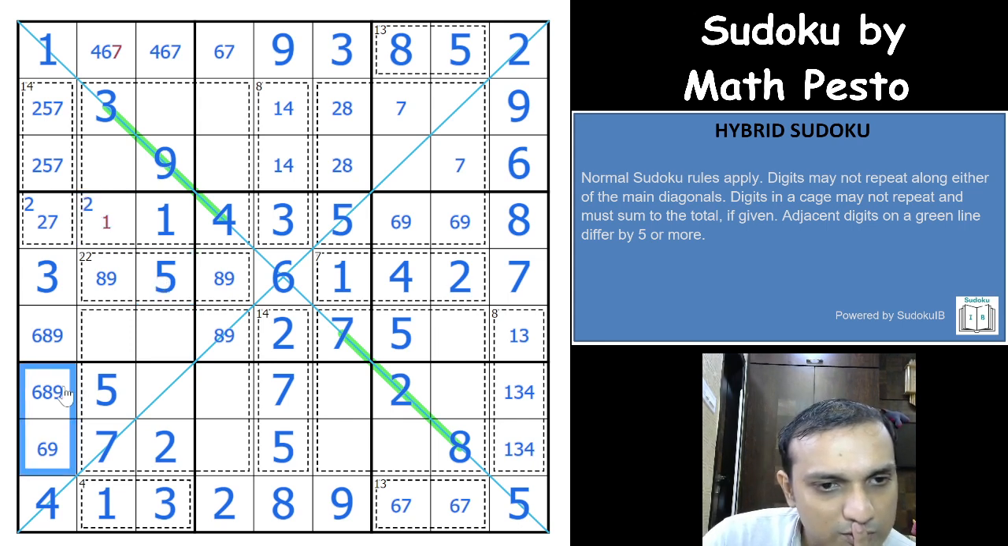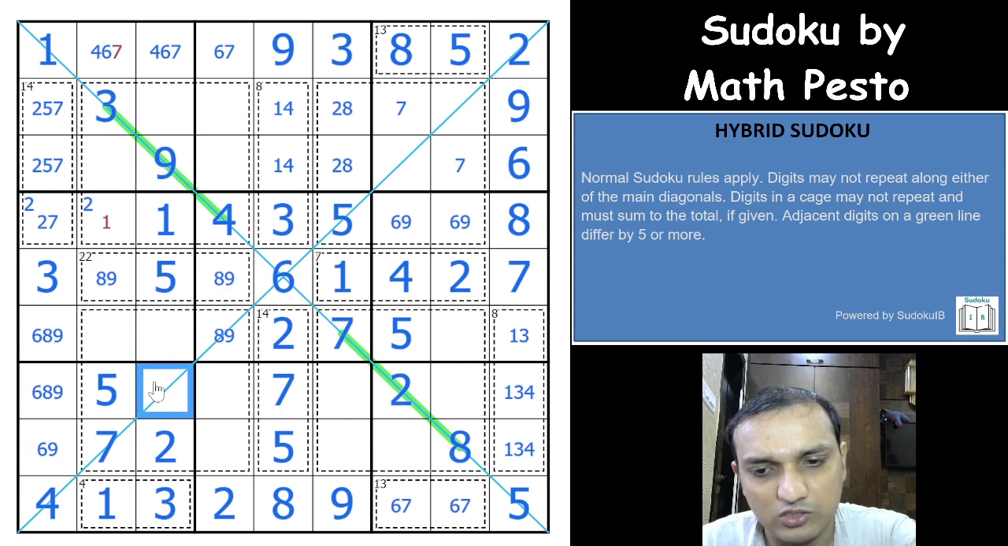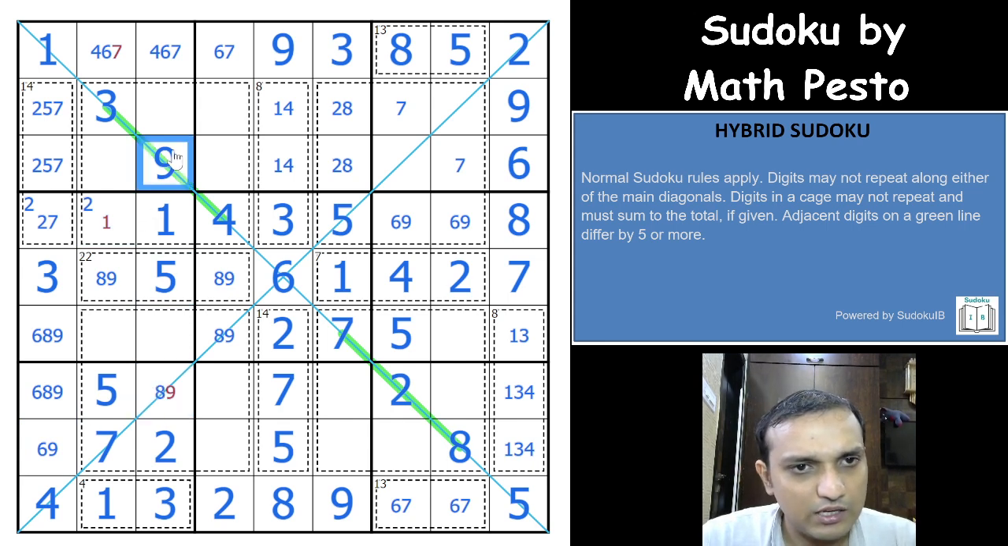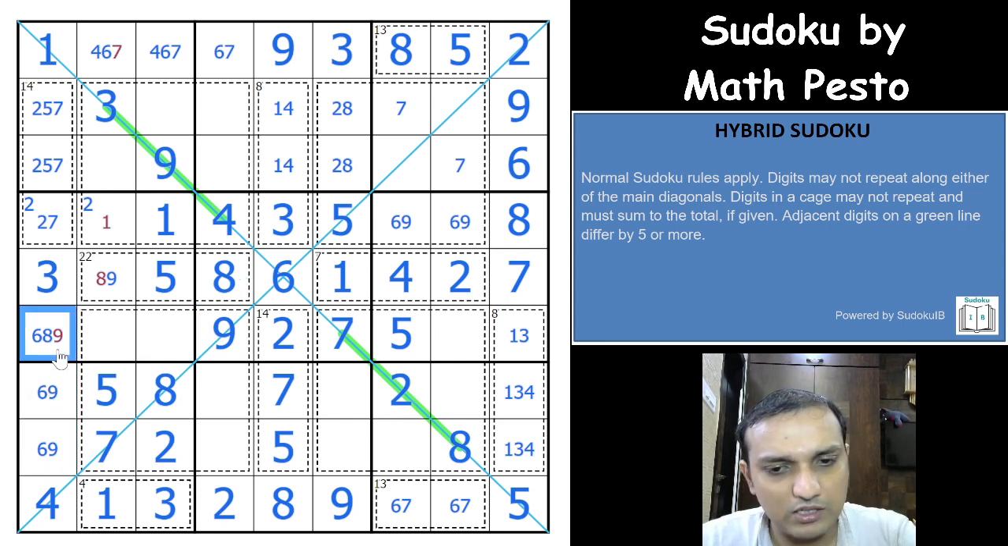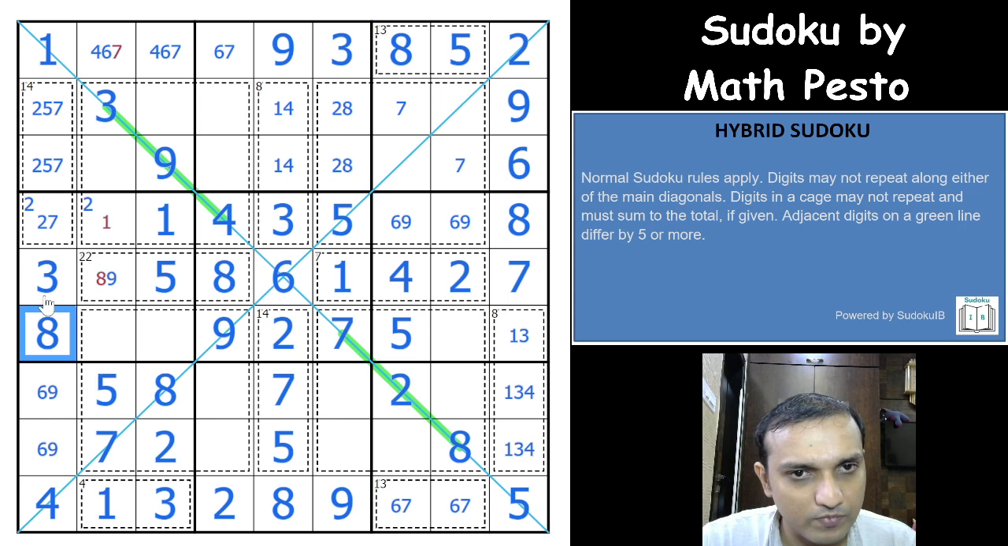Okay. 6, 8 and 9. Cannot be 6. It has to be 8 or a 9. And cannot be 9. So this is 8. That gives you a 9 and 8. That gives you a 6, 9 pair. That gives you 8 here. So 4, 7, 8, 9, 6, 5, 2, 1, 3.